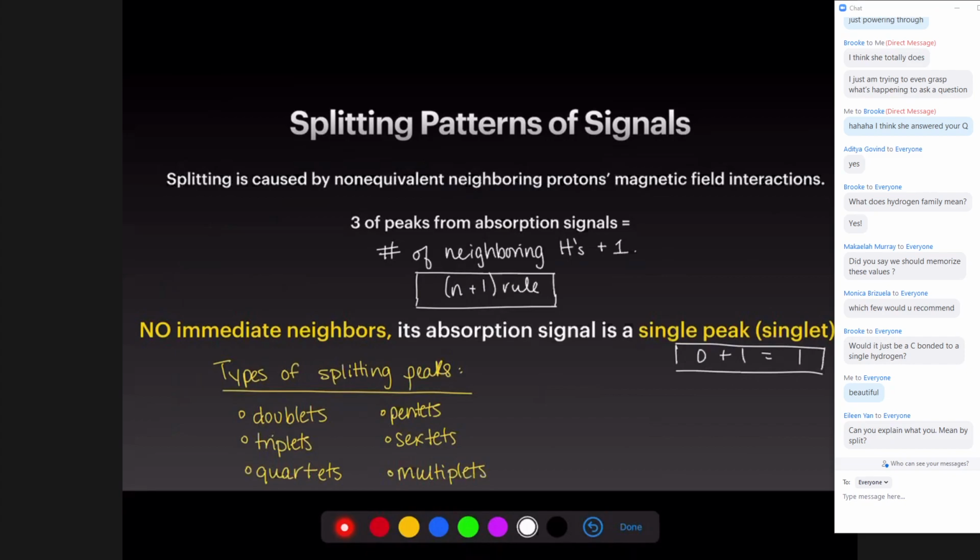There's definitely a typo in that sentence. Sorry about that. The n plus one rule will help you understand the splitting patterns of the signals.